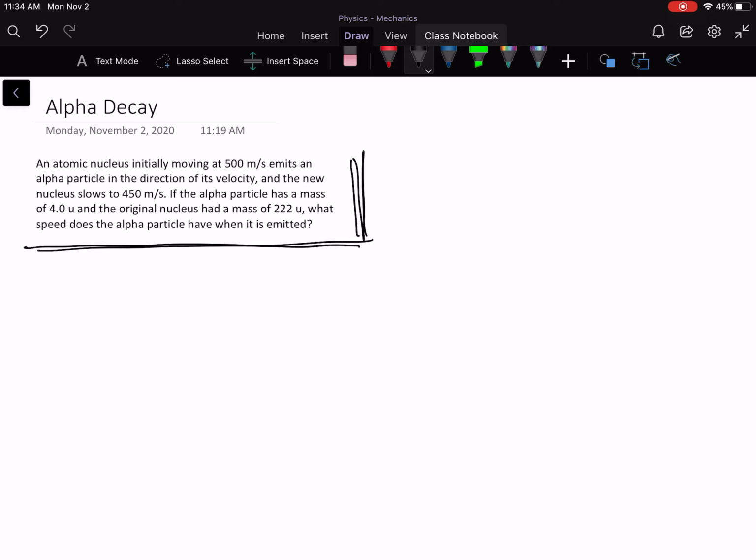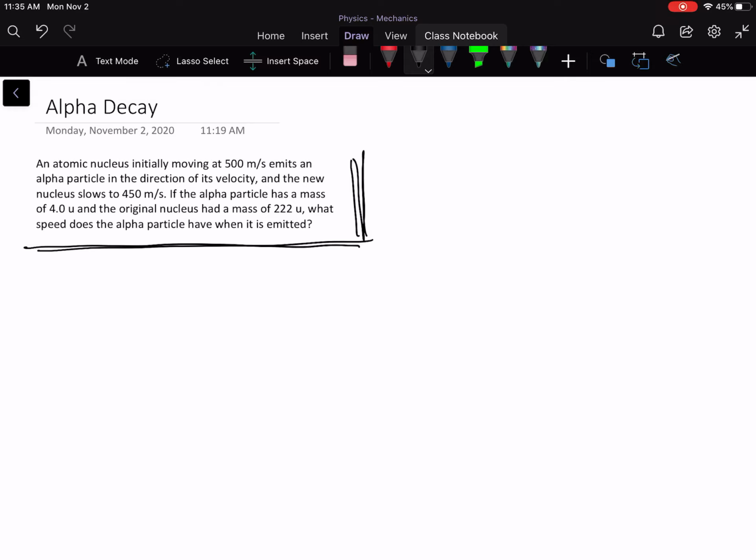Okay, so what we've got here is an atomic nucleus moving at 500 meters per second, which emits an alpha particle in the direction of its velocity, and the new nucleus slows to 450 meters per second. Okay, and then we're given the masses in atomic mass units there, and asked for the speed of the alpha particle when it is emitted.